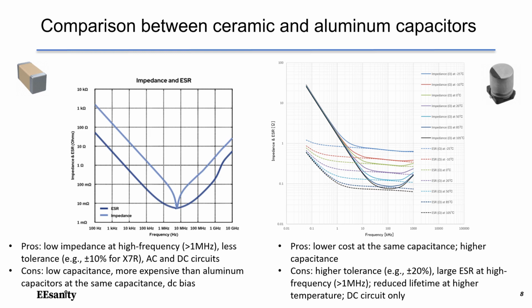On the right-hand side, the advantage of aluminum capacitor is it has lower cost at the same capacitance. It usually gives you higher capacitance, so it can meet higher capacitance requirements. The cons are it has higher tolerance, usually plus minus 20%, and it has large ESR at higher frequency, over 1 MHz. Aluminum capacitor has reduced lifetime at higher temperature, and it is only for DC applications.